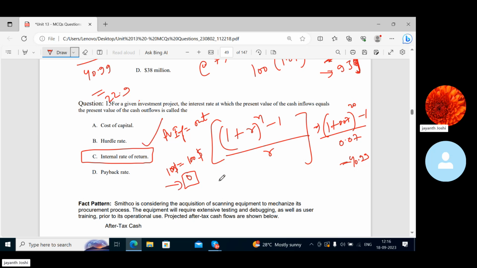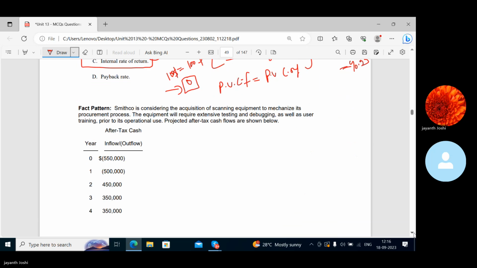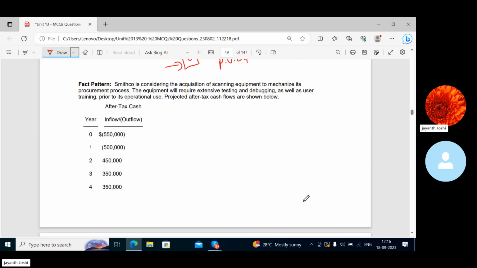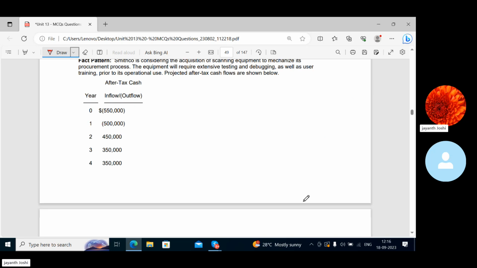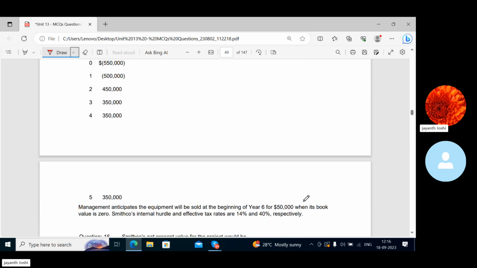NPV can only be zero when your present value of cash inflows is equal to the present value of cash outflow. Present value need not be said, because on that day that's the only present value. So the answer is IRR. I expected this answer from you. Okay, next one. This is the question which I would like you to do, because this is an NPV question. Shall I give the time? Yes, sir.